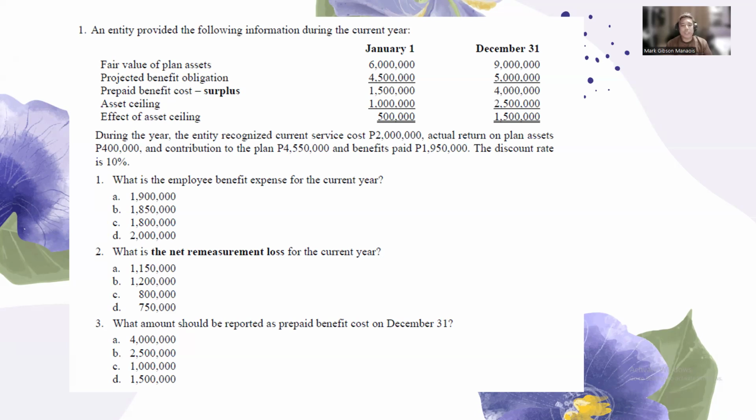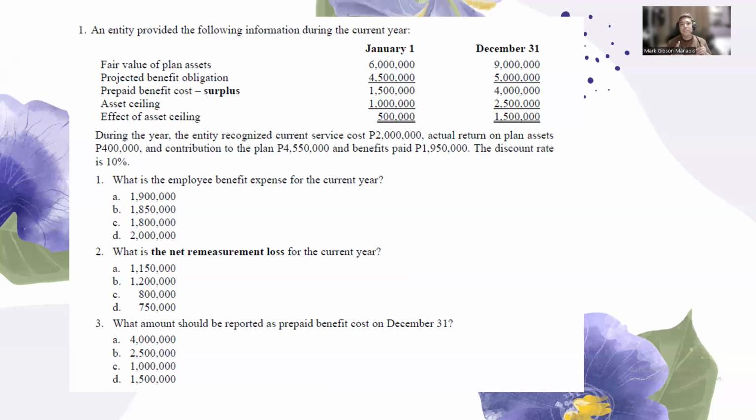What amount should be reported as prepaid benefit cost? So an entity provided the following information during the year. So we have the fair value of plan assets, with beginning and ending balances. Projected benefit obligation. The difference between these two would be your projected benefit cost or surplus, no? So in this case, surplus 1.5 and 4 million.